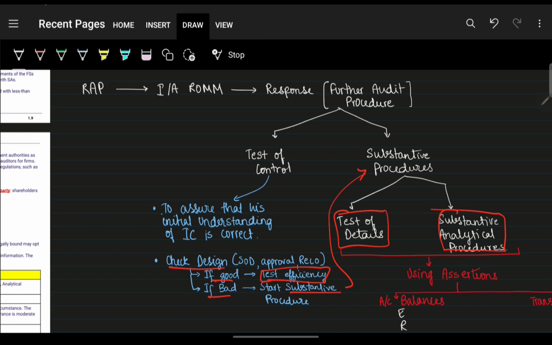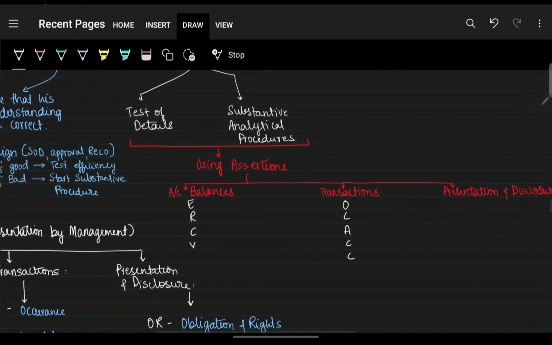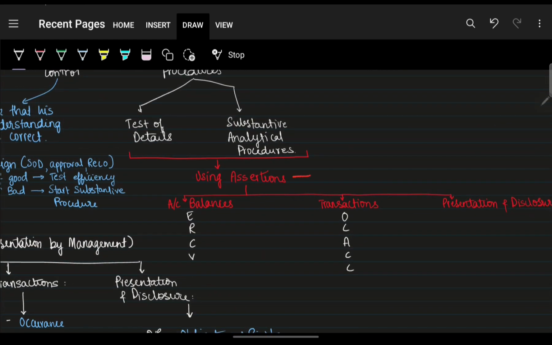Okay, so how will he do these test of details and substantive analytical procedures? Through using these assertions. He will check the assertions. Okay, so what are assertions? Assertions are representations of management, meaning what the management has told about those particular items. So it can be account balances such as building, land, etc., right?